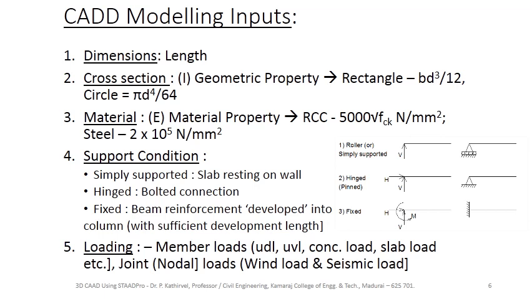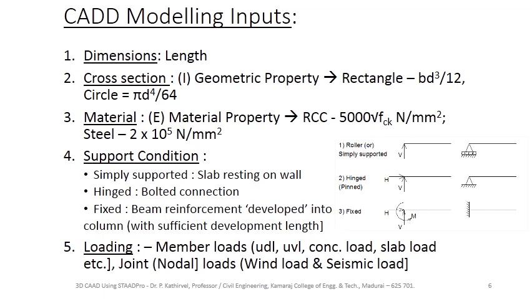The fourth step is to give the support condition. Generally the three options available are simply supported, the example being slab resting on walls, hinged, the example being bolted connection, and fixed, where the beam reinforcement are developed into the columns.